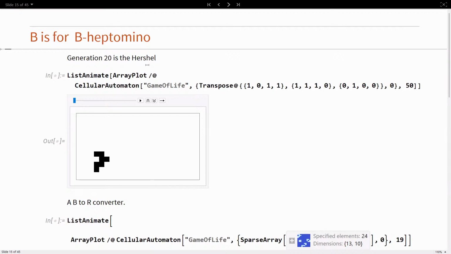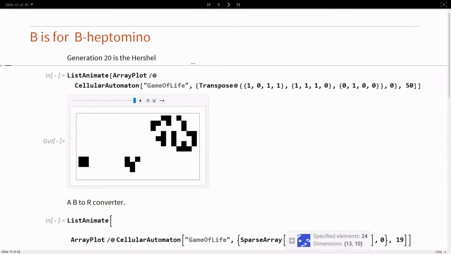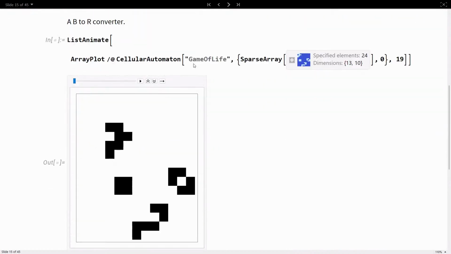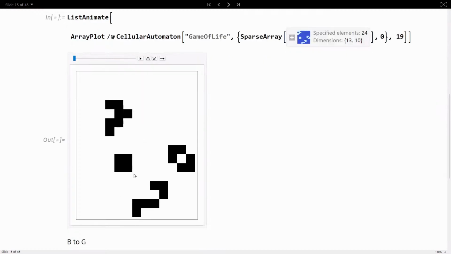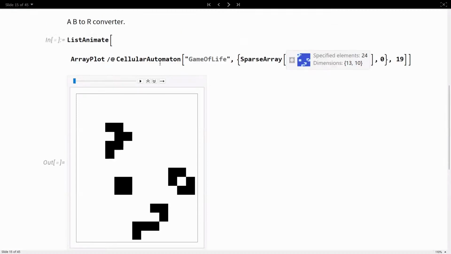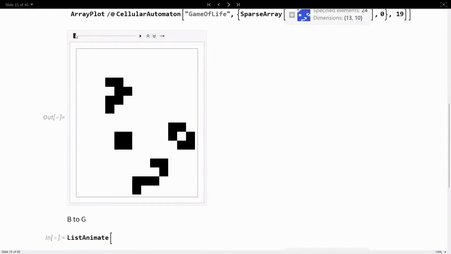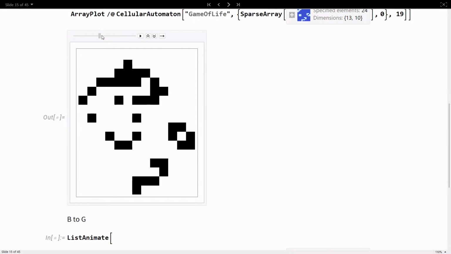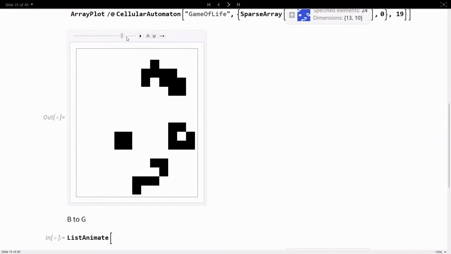We mentioned the B pentomino, heptamino. So at generation 20, we get the Herschel, and then it continues to produce chaos from there, with a glider after 40 steps. So here's an example of another converter. We have a still life down here, and this will convert to an R after some number of steps. As we move along, we get the R.